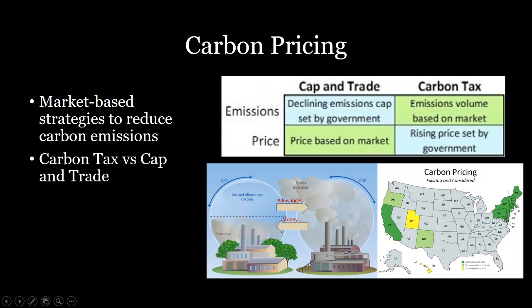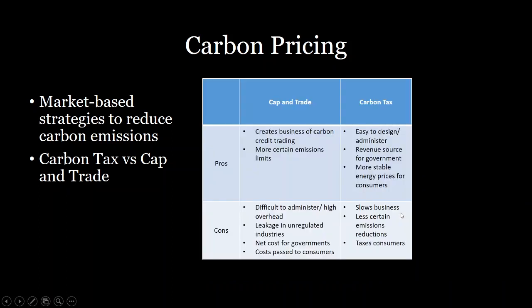In the US, you can see here that there are several states that already have cap and trade or carbon tax policies on the books, especially here in the Northeast, as well as California, and several states also that are considering these types of programs.